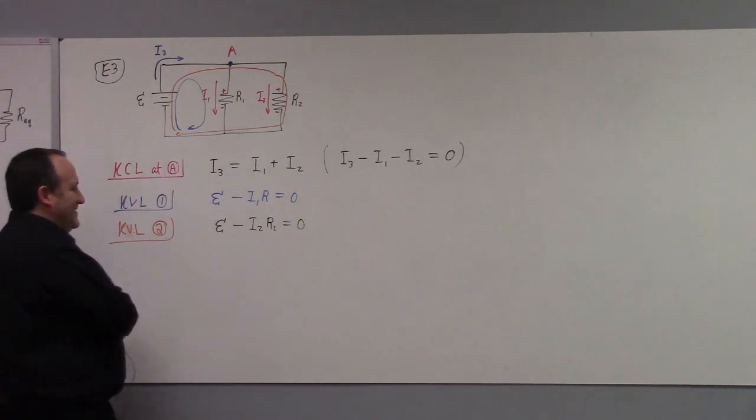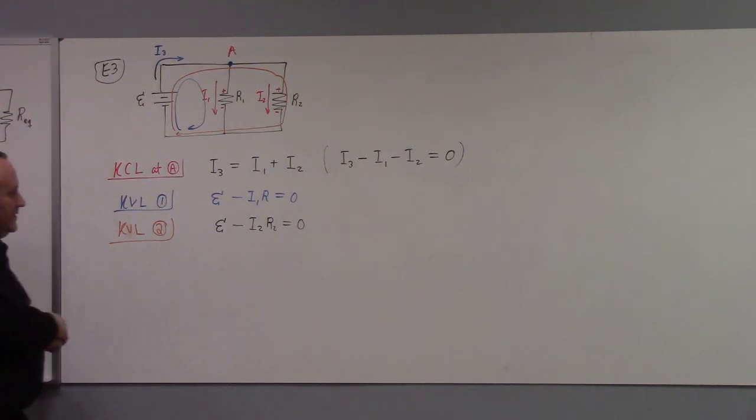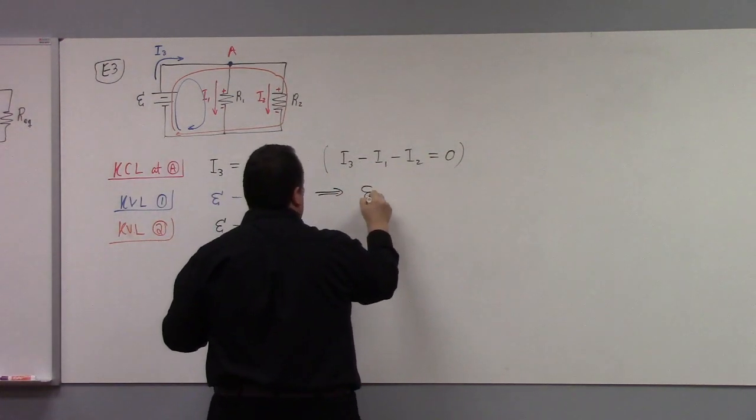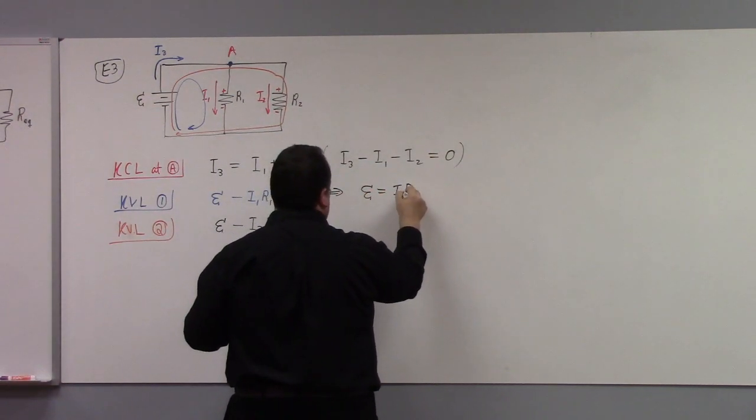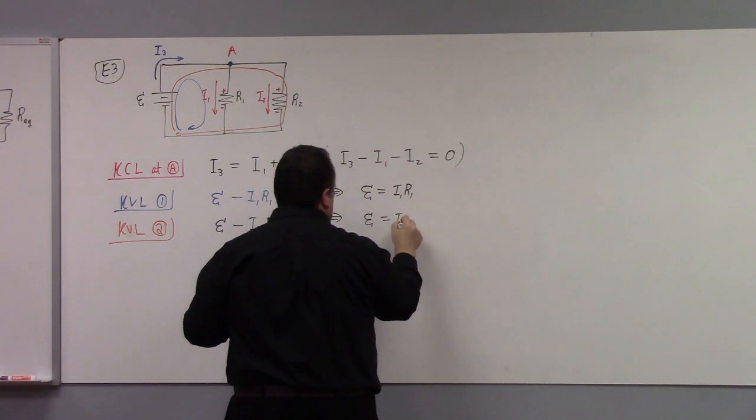Yeah, which R is that, right? That's supposed to be what? R1, yeah. So another way to say this is that E has to be equal to I1R1, and E has to be equal to I2R2.